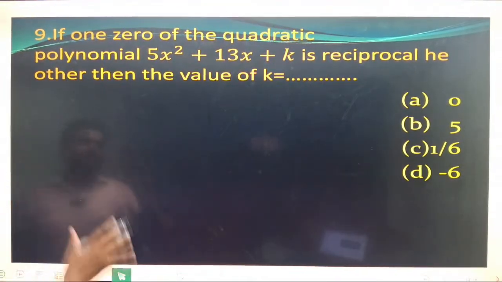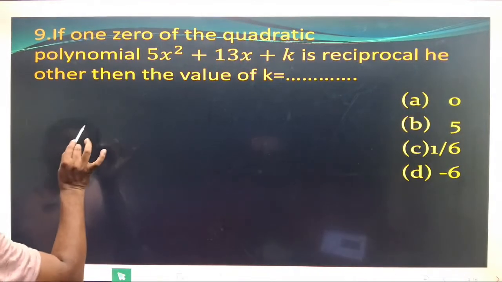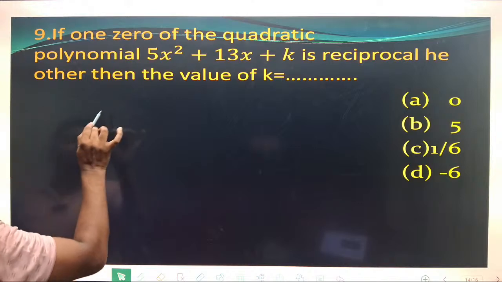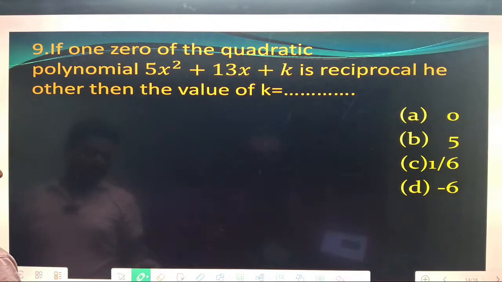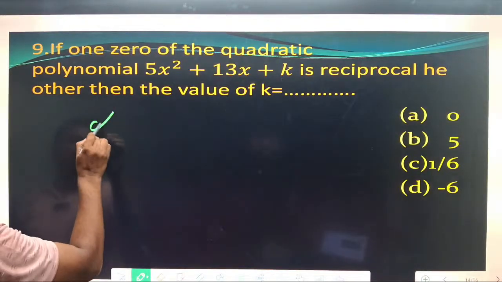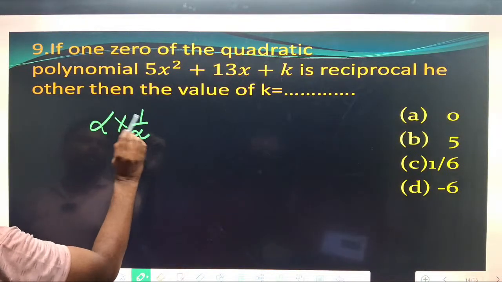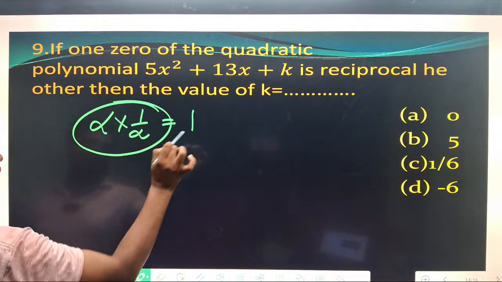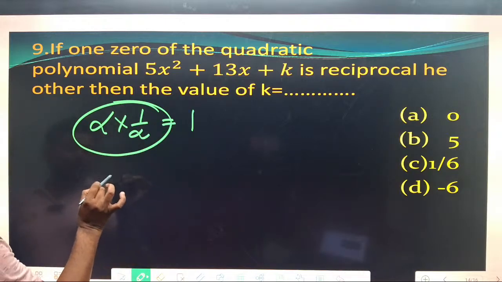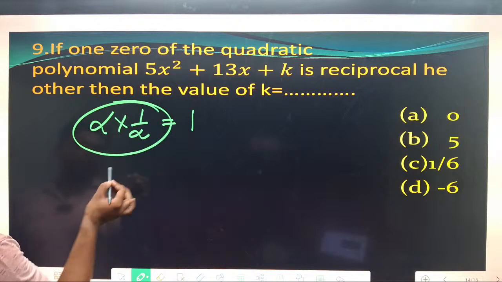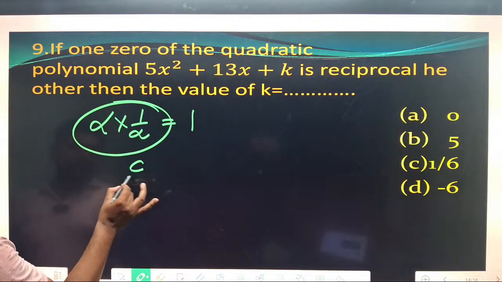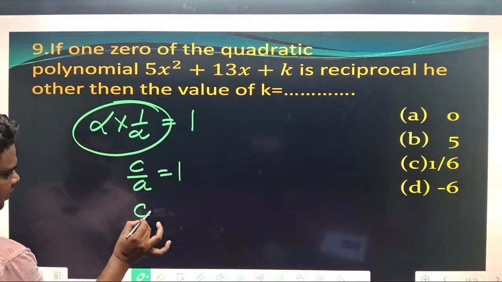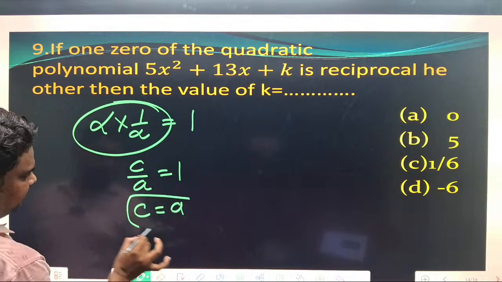The major relation is that, you see here, the sum of zeros and the product of zeros, alpha into 1 upon alpha. This product of zeros is equal to 1. The product of zeros is written as c by a, which is equal to 1, then c is equal to a. This is the major concept.